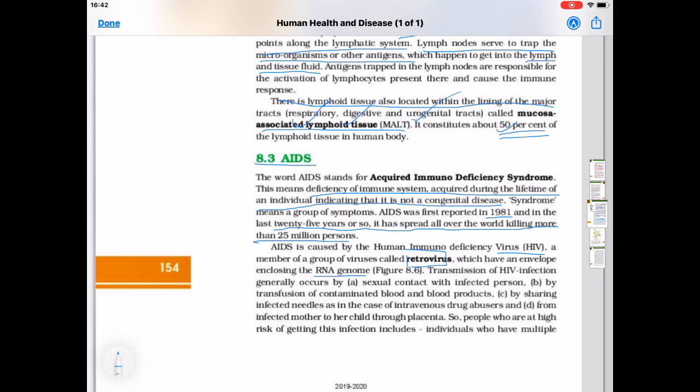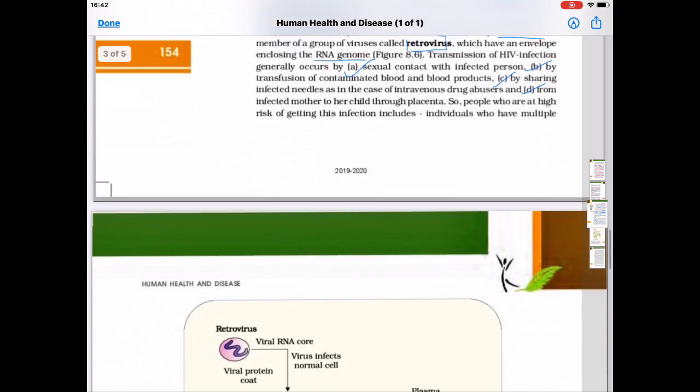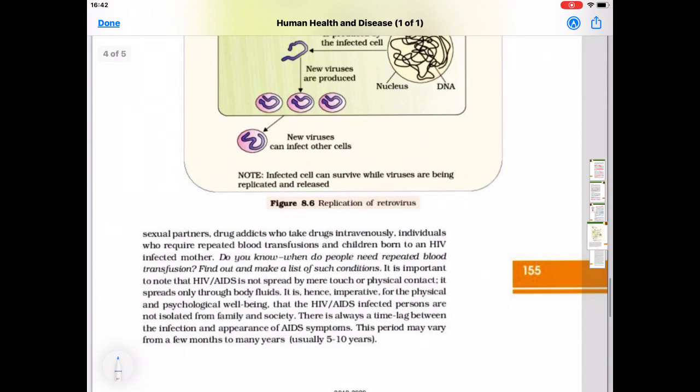Transmission of HIV infection generally occurs by sexual contact with an infected person, by transfusion of contaminated blood and blood products, by sharing infected needles as in the case of intravenous drug abusers, and from an infected mother to her child through the placenta. So people at high risk of getting this infection include individuals who have multiple sexual partners, drug addicts who take drugs intravenously, individuals who require repeated blood transfusion, and children born to HIV infected mothers.